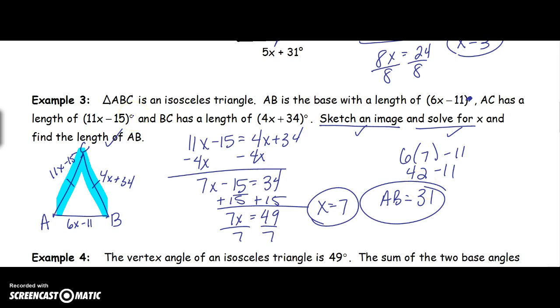So you have to answer everything that I am asking. Sometimes it's just solve for x, sometimes it could just be draw a picture, sometimes it could just be set it up. So you have to pay attention to what you're doing.